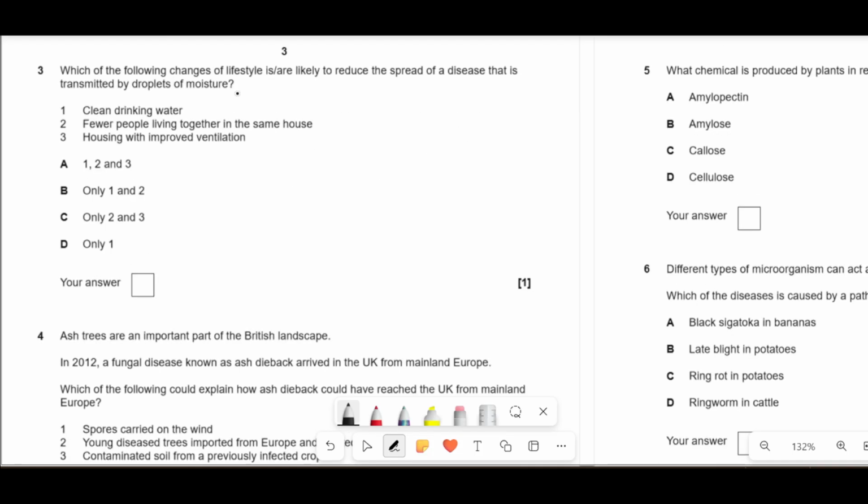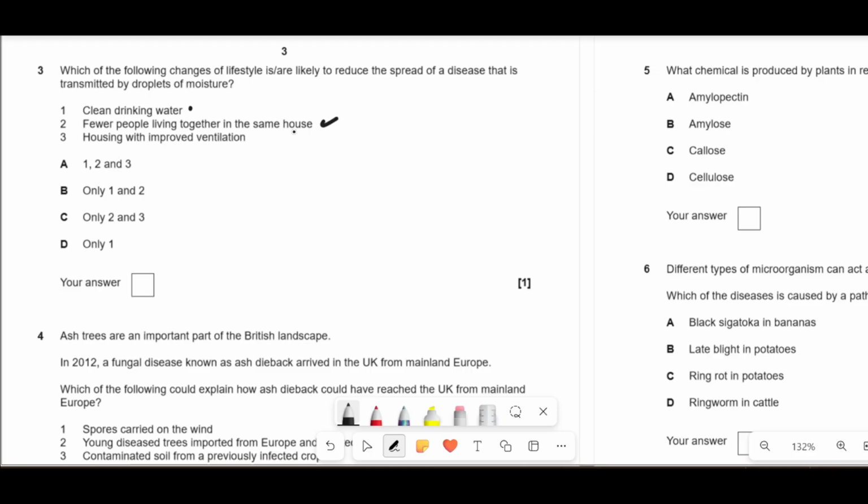Okay, so which of the following changes of lifestyle are or is likely to reduce the spread of disease that is transmitted by the droplets of moisture? So if we look at the options we've got, clean drinking water is probably not really going to do that because this is talking about droplets of moisture. So it's talking about things like, for example, coughing and air spreading the infective stuff. So it's probably not that one.